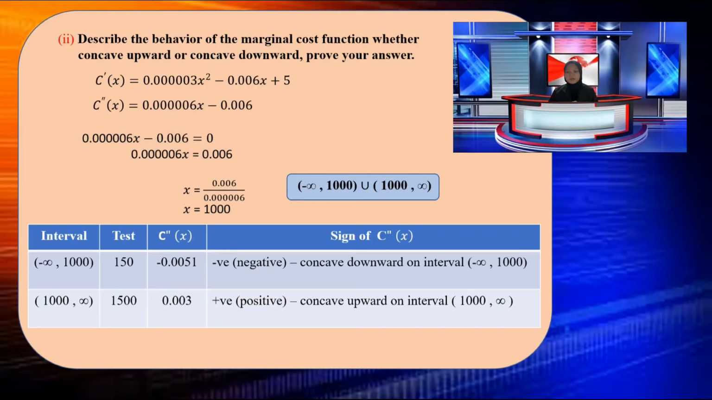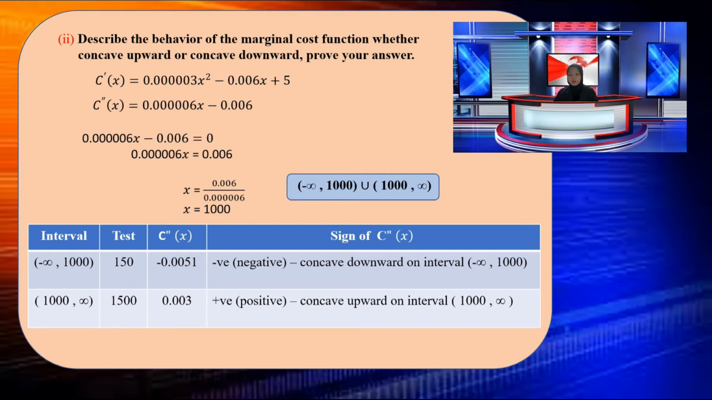B2. Describe the behavior of the marginal cost function, whether concave upward or concave downward. Prove your answer. Here we must find the second derivative, set it equal to 0 and solve for x. We get x equal to 1000. Do the table. First, do the interval negative infinity to 1000, test 150 and substitute it in the second derivative. We get negative 0.0051. We get a negative sign and this shows concave downward on the interval negative infinity to 1000.